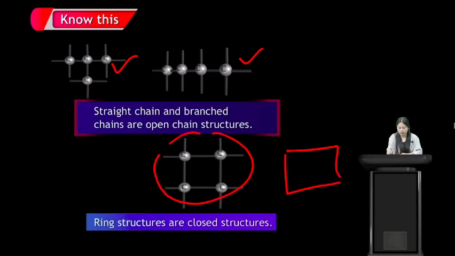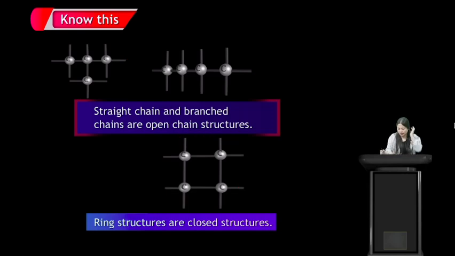When you write it, you can write in this form. So we see that ring structures are closed structures. Remember this, okay? Straight chain and branch chain are open chain structures. Ring structures are closed structures.